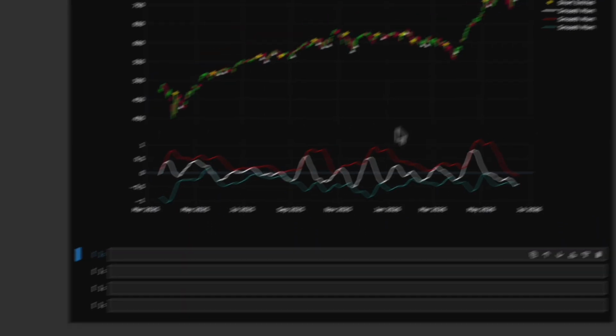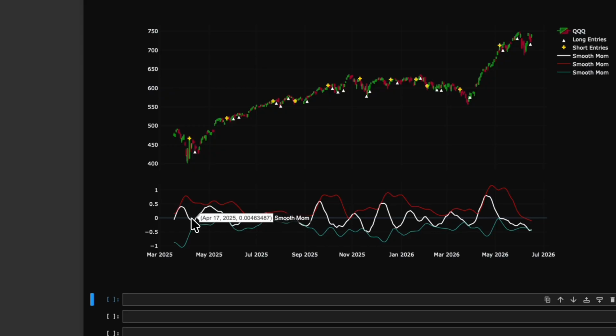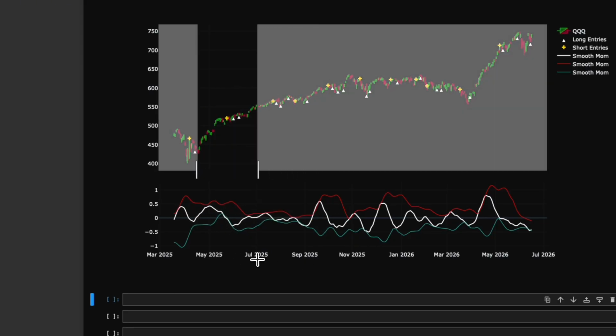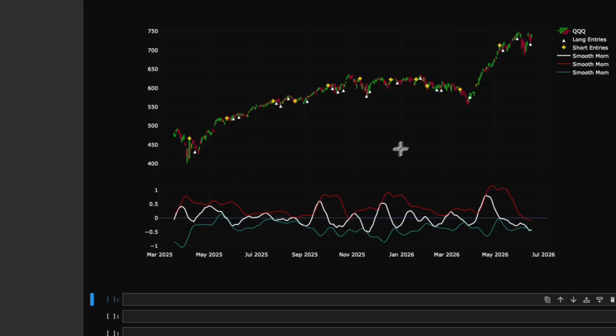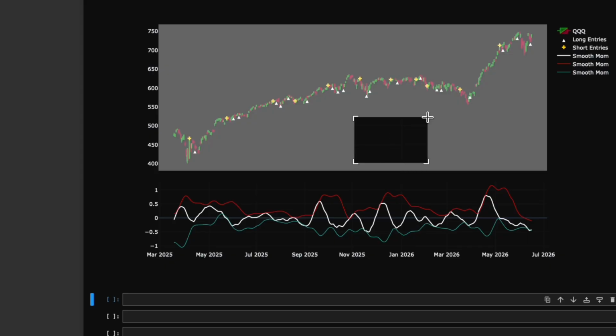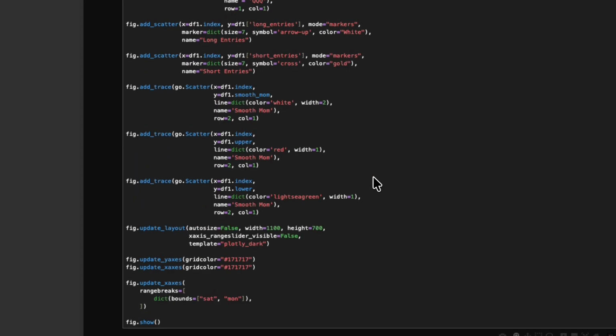There you go. All right, so our smooth momentum line, I should change the labels here, but I can't be bothered. Our smooth momentum line here is in white, and what we're looking for is periods where it drops below our lower band, which is in green, and then closes back above, and that's going to be our buy signals. And for our sell signals, it's periods where the smooth momentum line is above the upper band and then turns back down, and that's going to be our sell signals.